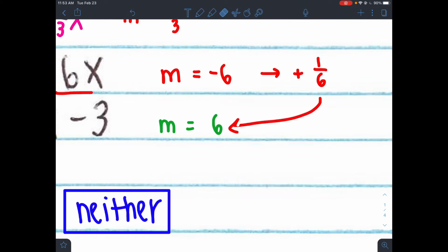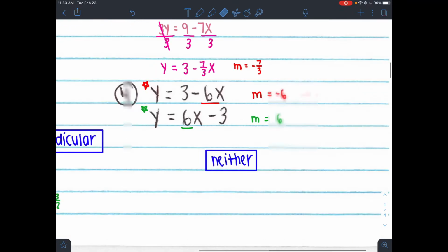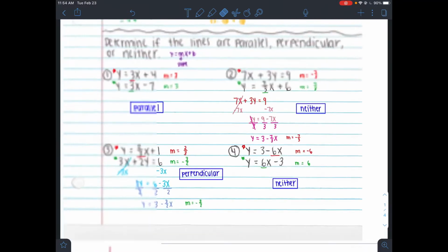We just have +6. So here's another case where we make a common mistake. Number 4 is a common mistake made on quizzes and tests because you see that they're opposite signs, that one's positive and one's negative, so you think they're perpendicular. But they're not because they're not reciprocals. They have to be flipped fractions of each other.